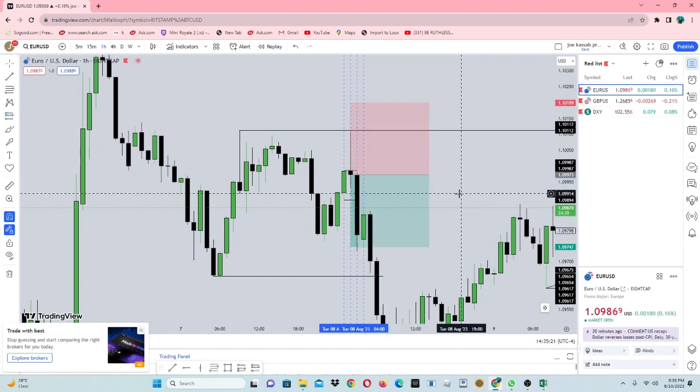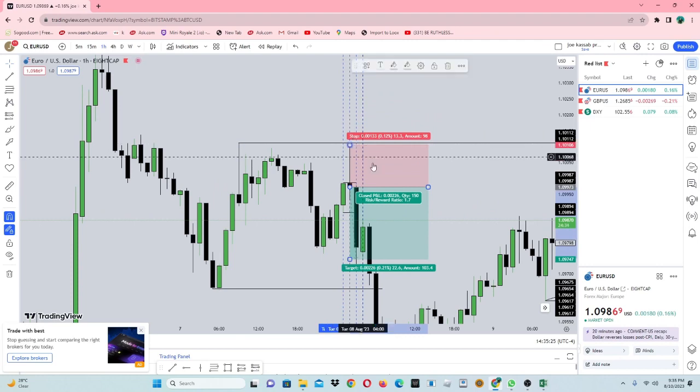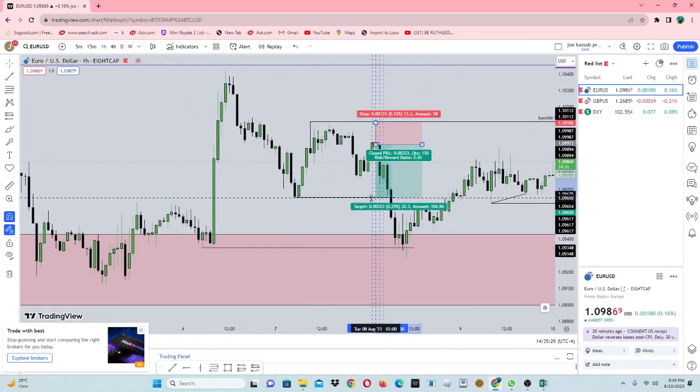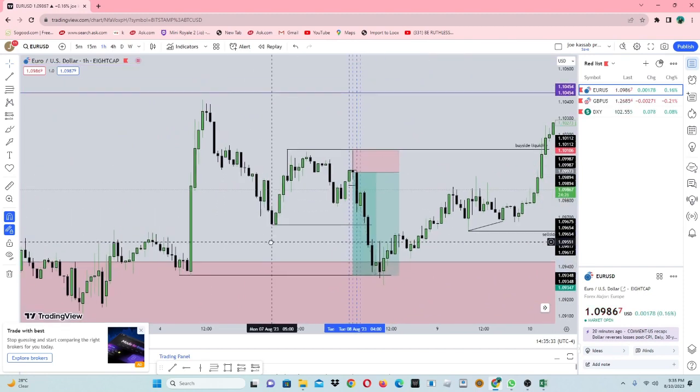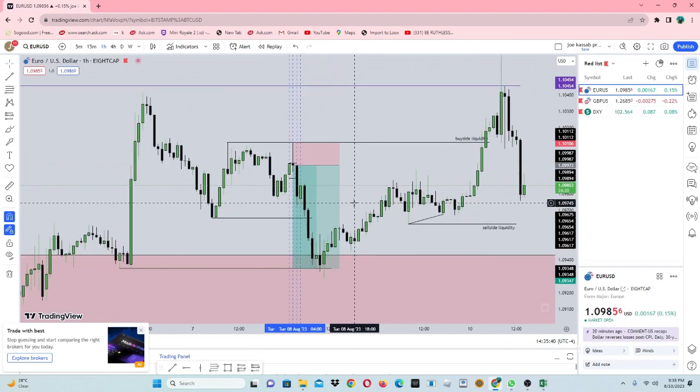I will enter immediately after the close of the candle, my stop loss above the swing, and this would be my entry, my first target right here and my second target right here. I take 70% right here and I close all of my position right here. So this is focusing on the London session, because the New York session can be a little bit different.